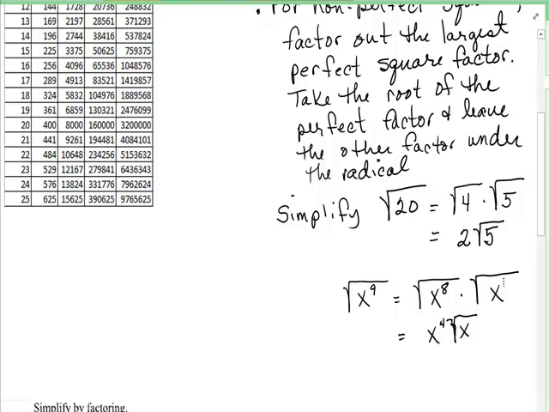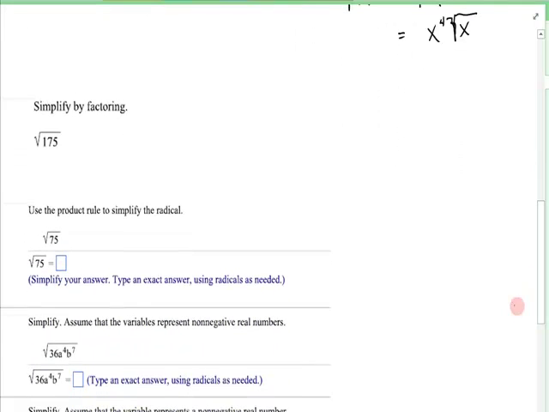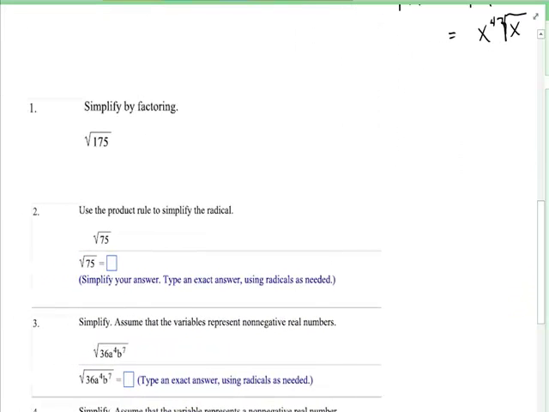All right, so we're finding the largest perfect square factor, and the other factor stays under the radical. That's called simplifying a radical. Let's take a look at some. Number 1, simplify the square root of 175.